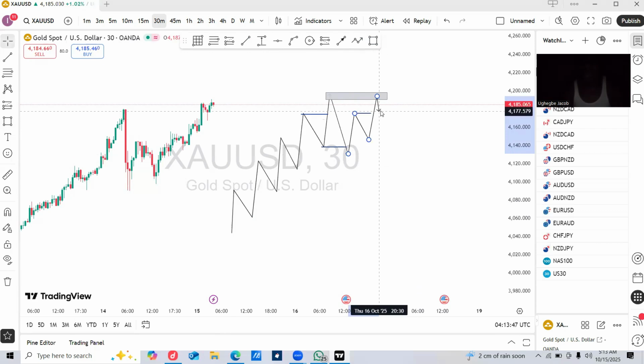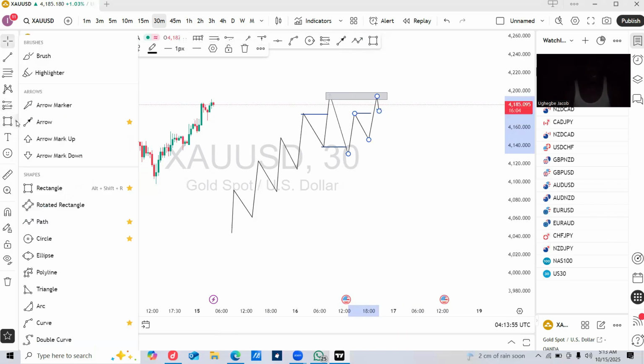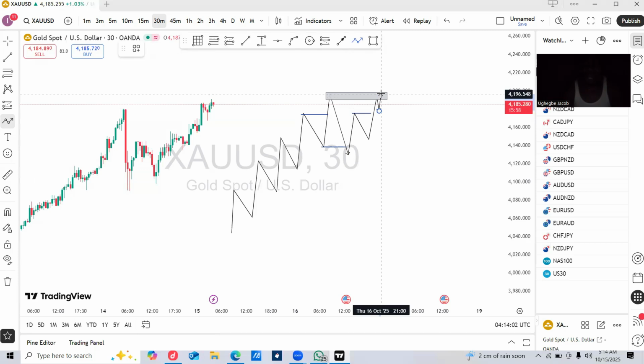The market went up to tap this area, then allow the market to enter the zone, which is this area here. Then allow the market to pull back from that area to clear this low. Once the market has cleared this low, you can use your breaker block entry, because this low here is our breaker block.